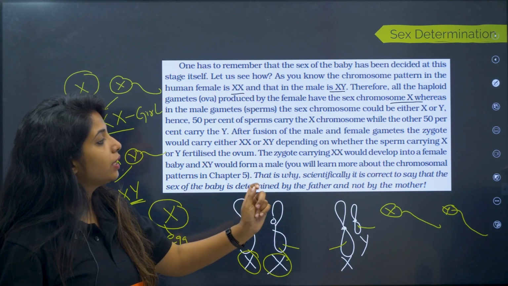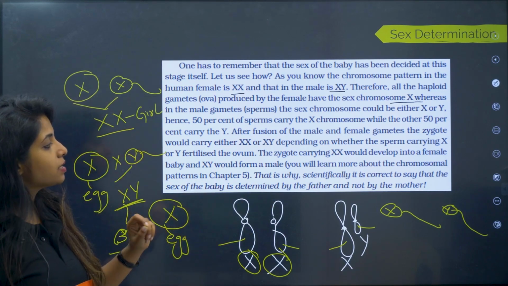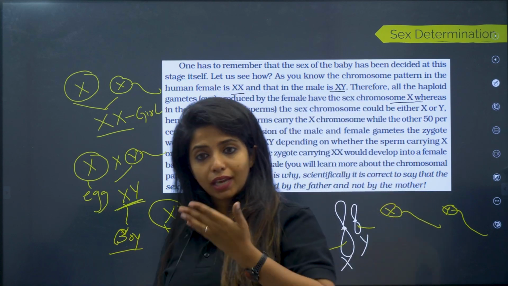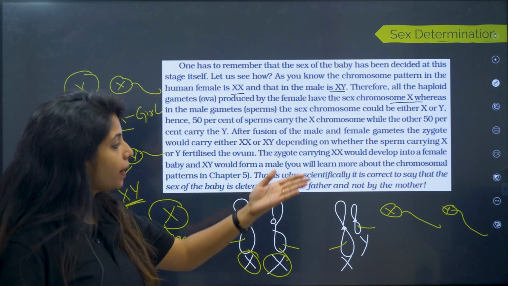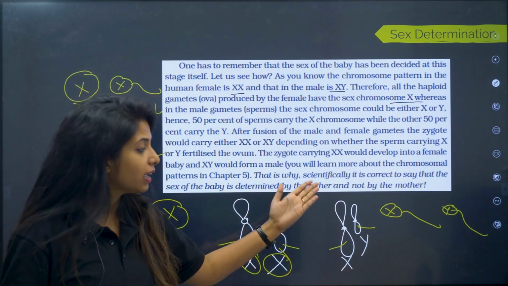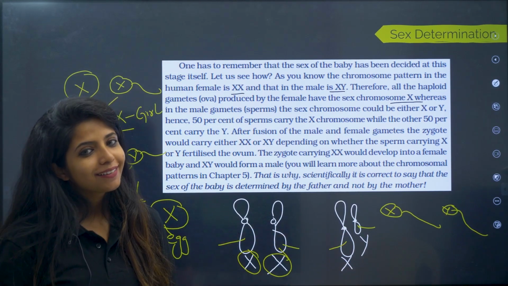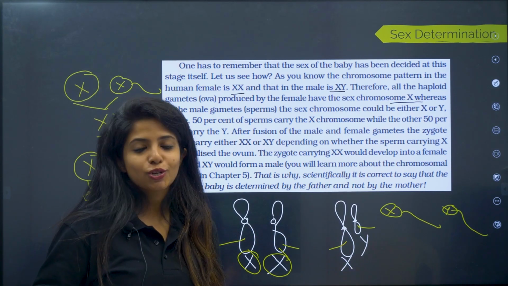That is why scientifically it is correct to say that the sex of the baby is determined by the father and not by the mother. Obviously we can say scientifically that the sex of the child is determined by the male partner. Why? Because they have X and Y chromosomes. But is it good to blame anyone regardless of their sex? No, you should not be blaming.